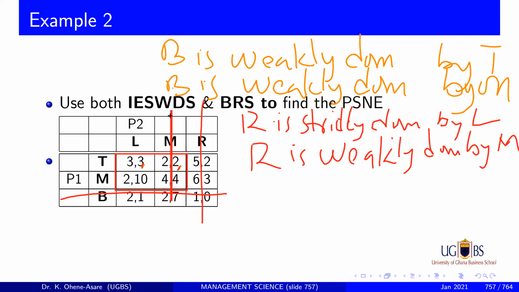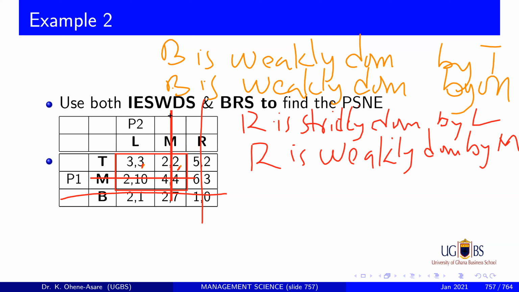T and M. Type your answer for me. T and M, which one is dominant? Okay, so that is T. So T is dominant, and because T is dominant, M will go. M is gone.